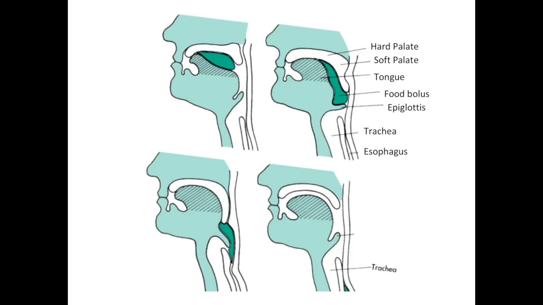So the food is squeezed and pushed further down into the throat, and then the epiglottis folds down to close off the trachea, and then the esophagus relaxes and the food bolus is pushed down into the esophagus.